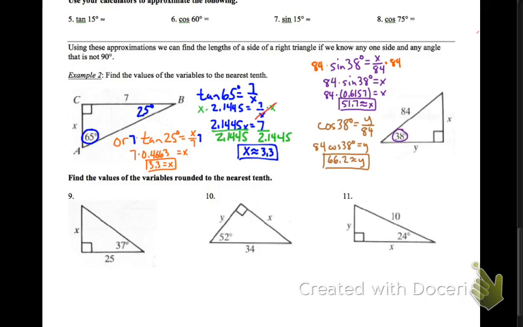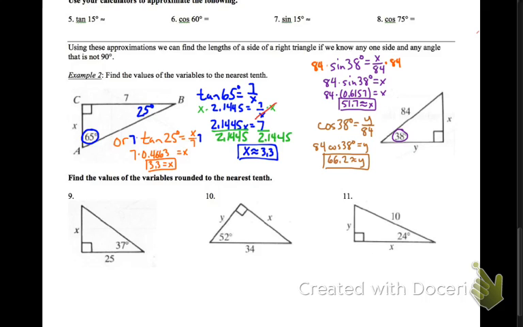So what you're doing here is writing the ratio. So right here on number 9, I'll help you get started. This is going to be which ratio? 37 degrees, x is opposite, 25 is adjacent. Opposite and adjacent, which one is that? Write your ratio. Okay, and then solve for your x.